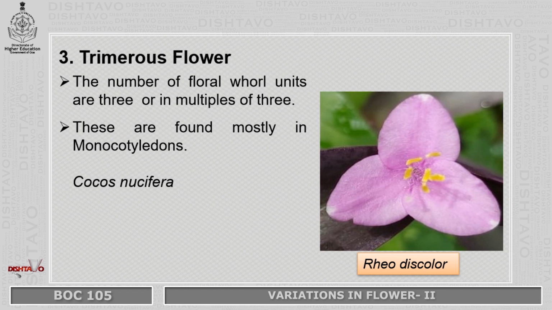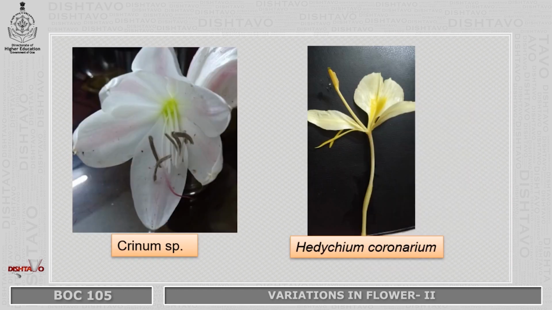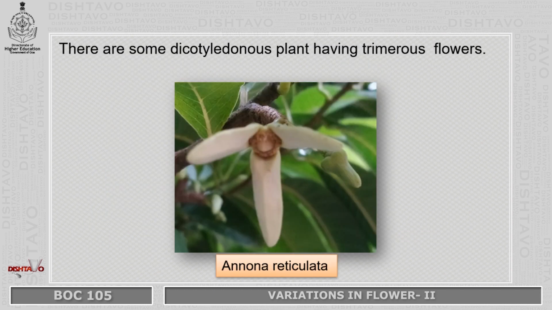The examples of trimerous flowers are Rhoeo discolor, Cocos nucifera, which is commonly called coconut, Crinum species, and Hedychium coronarium. In case of certain dicotyledonous plants, the flowers show trimerous condition. Examples of a dicotyledonous plant which shows the trimerous condition are Annona reticulata, Annona glauca, etc.